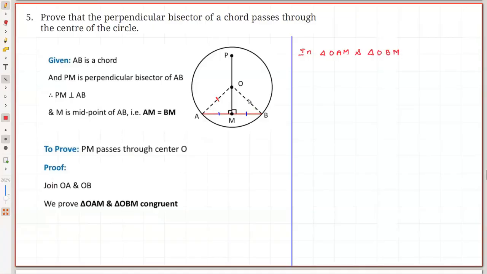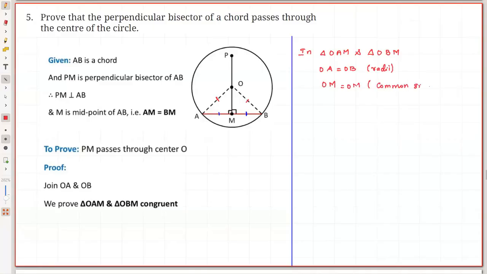OA is equal to OB because they are radii. Radii is the plural form of radius. Next, OM is equal to OM. That is a common side for both the triangles. So I can say this is a common side.